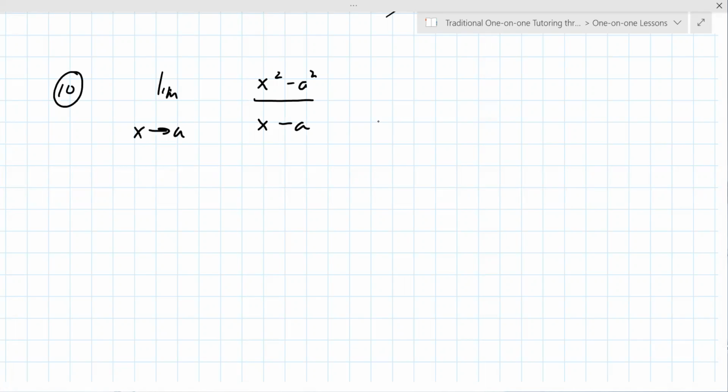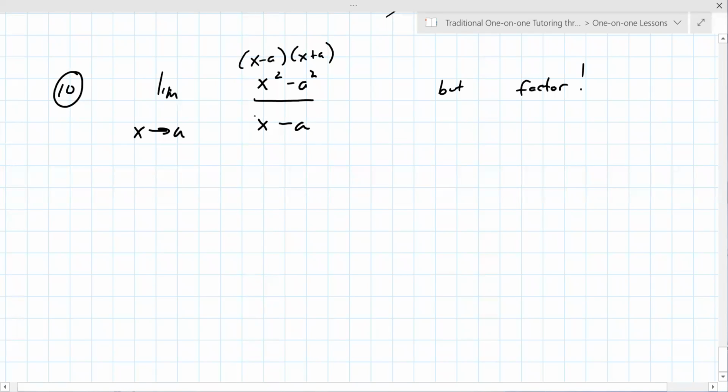So the first option is to try plugging in a for x, but you also know how to factor. So you do the top: it's x minus a times x plus a, and then the x minus a's cancel. So this becomes the limit as x approaches a of x plus a, and then you plug in your a. That's right. So that's a plus a, which is 2a. Right, not a squared, 2a.